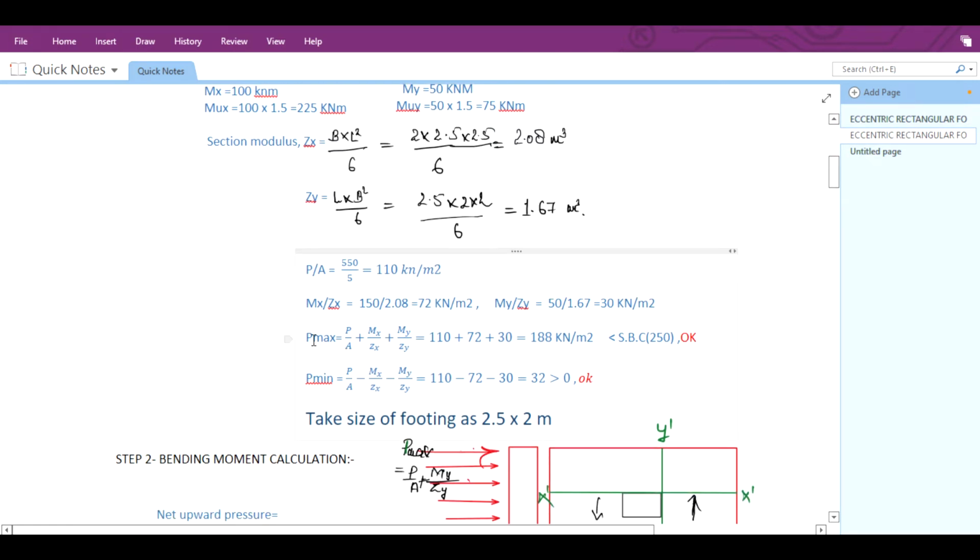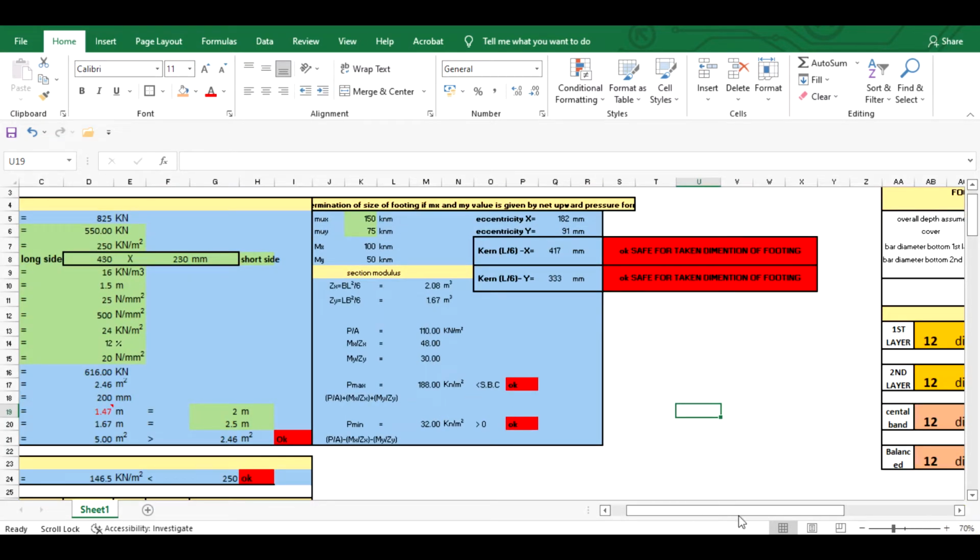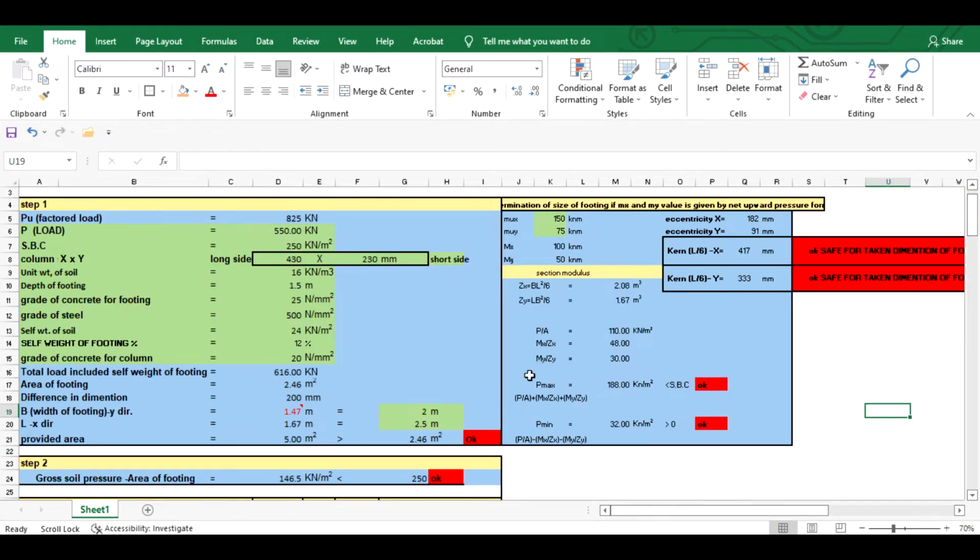So your net maximum upward pressure and minimum upward pressure will be, maximum will be P by A plus Mx by Zx plus My by Zy. So it will come as 110 plus 72 plus 30, which is equal to 188 kilonewton per meter square. We have already calculated this in the Excel sheet also. Here, see, 188 kilonewton per meter square. I will provide this Excel sheet also, so you can download it and design using the Excel sheet only.